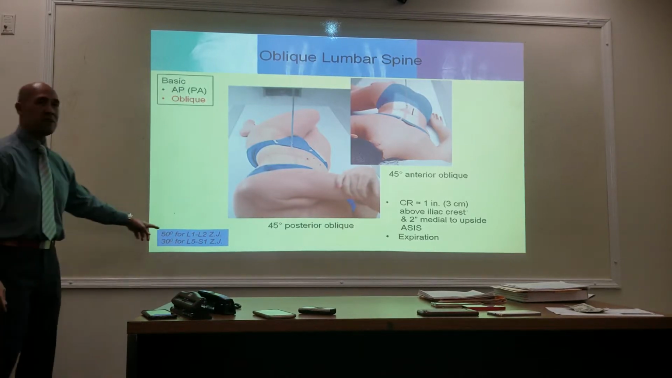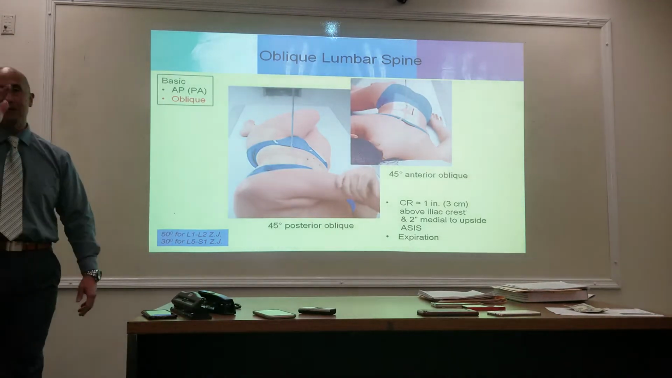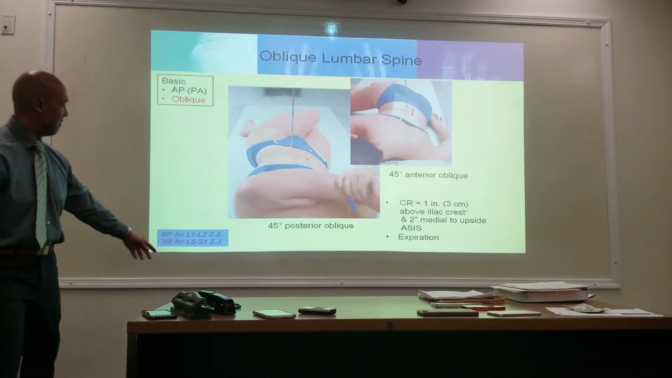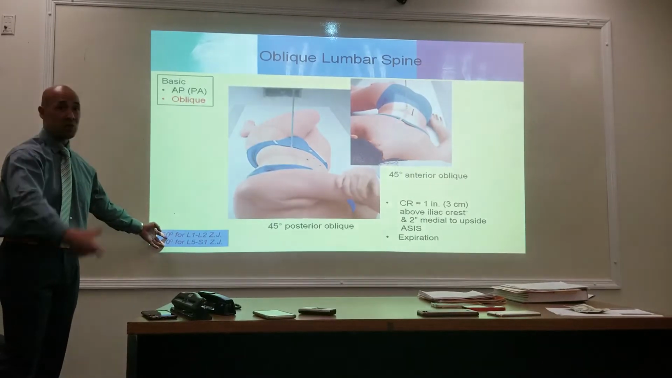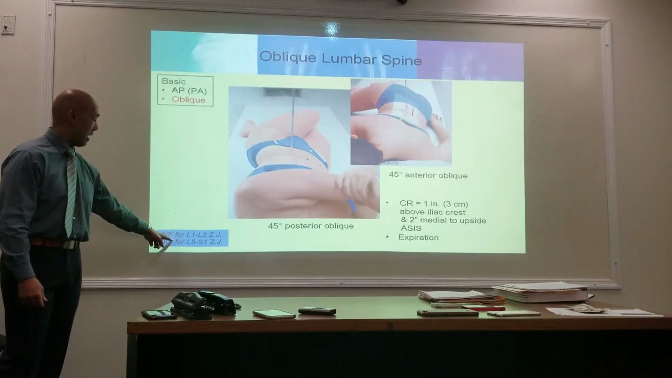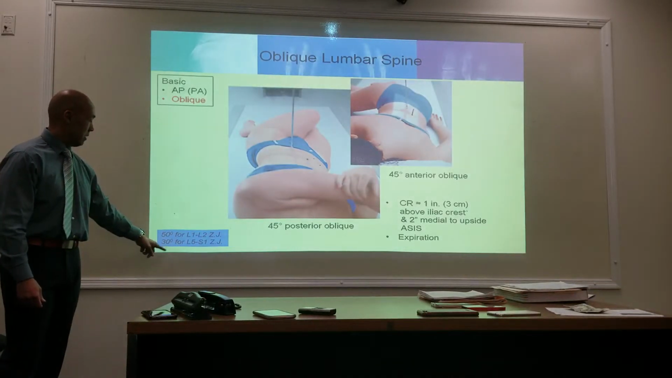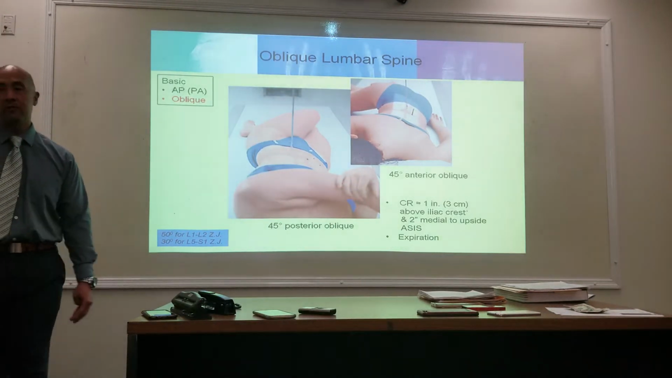Now, why do we have these variances? Why do we have 50 and 30 here? Why not just 45? So 45 is right in the middle. But why do we have these variances? Is the back perfectly straight? It's curved. Yeah. Because of the curvature of the back, okay, 50 for the upper, 30 degrees for the lower.